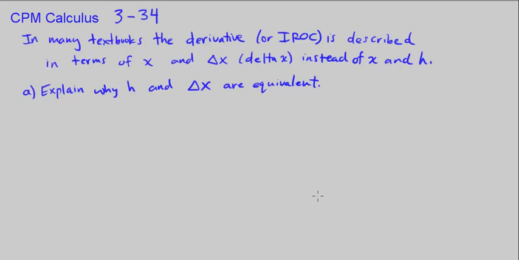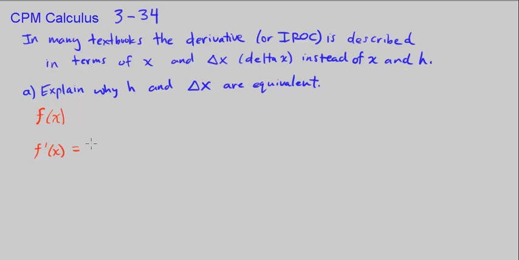This is CPM Calculus Chapter 3, number 34. In many other textbooks, the derivative, or IROC, instantaneous rate of change, is described in terms of x and delta x instead of x and h. For us, given our function f of x, we defined our derivative f prime of x as our slope function.